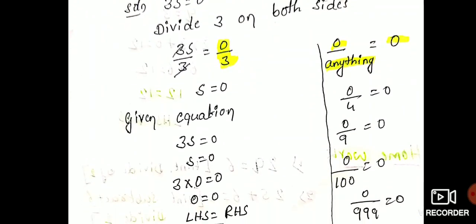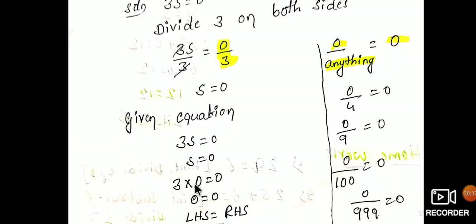So here the value of s is equal to 0, and also the given equation is 3s is equal to 0. The value of s we get is 0. We are substituting here. So 3 into 0 is equal to 0. 3 into 0 means 3 ones are 3, 3 zeros are 0. 0 is equal to 0. LHS is equal to RHS.